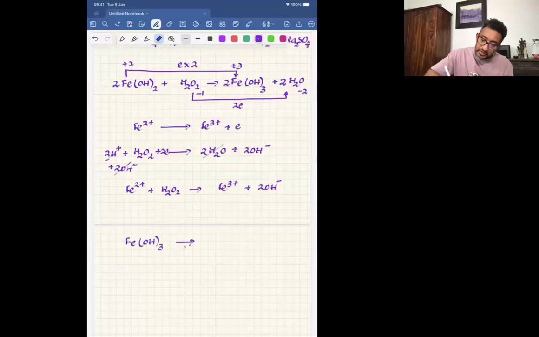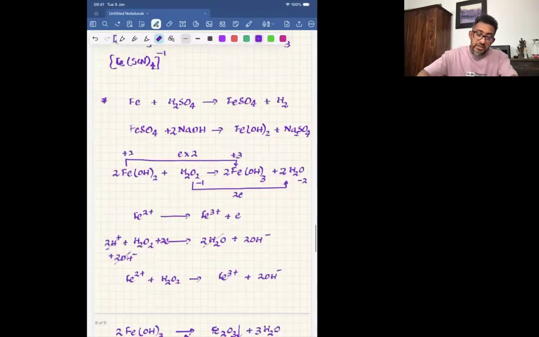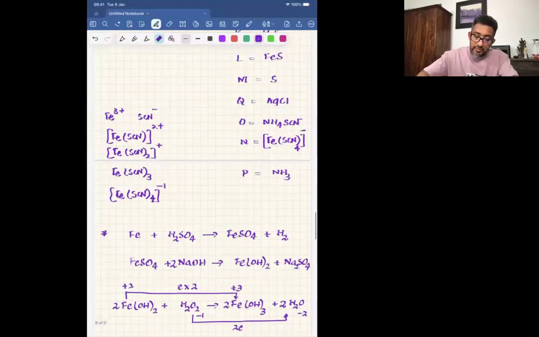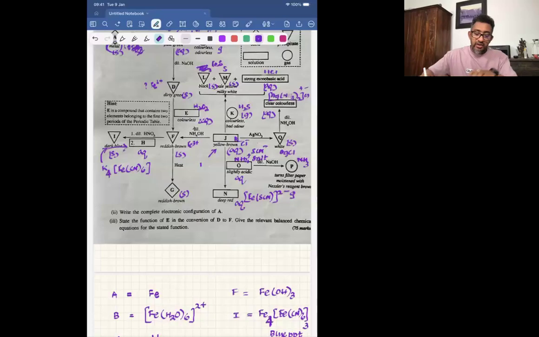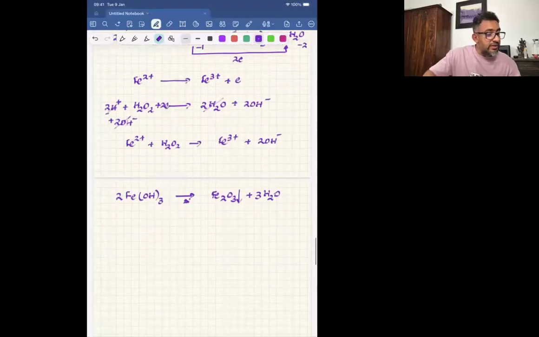When you heat it, you get Fe2O3 plus H2O. 2 Fe, 2 times 3, 6; 3 times 2, 6. Oxygen 3, oxygen 3. That is that. So in heat, you get G, and F, you get H. What is F? Ferrous or ferric? So ferric hydroxide. I'm talking about F.